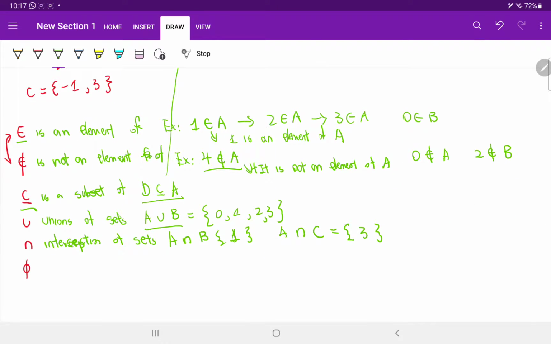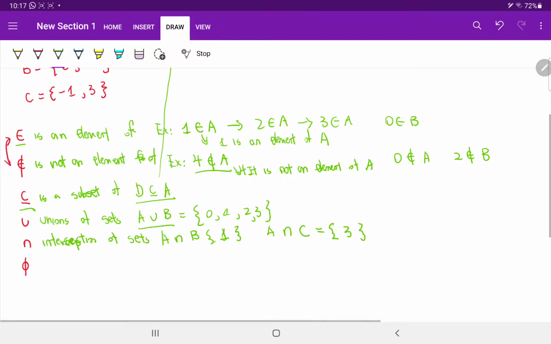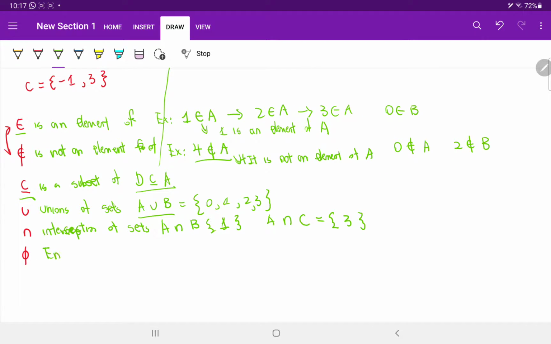So let's look at the next one. The idea here is that it's an empty set. That might seem confusing at first. This is an empty set, so it has nothing in it.